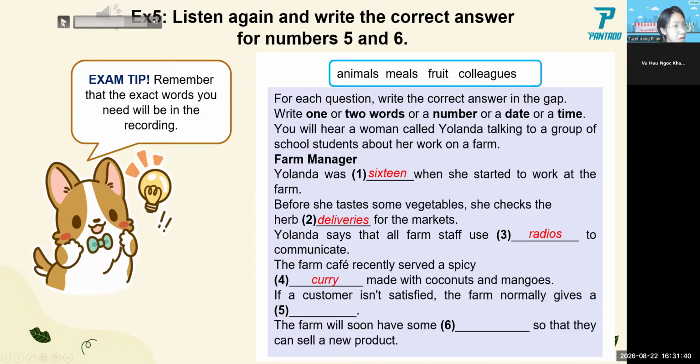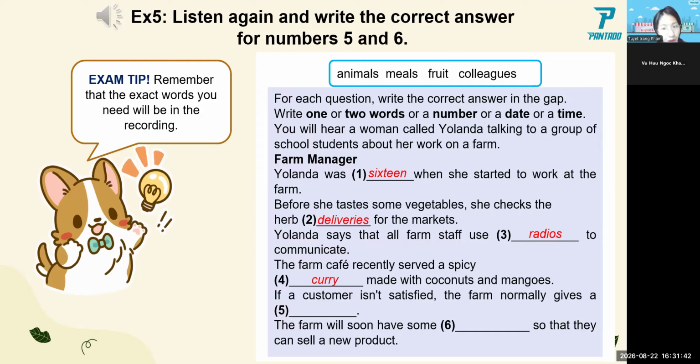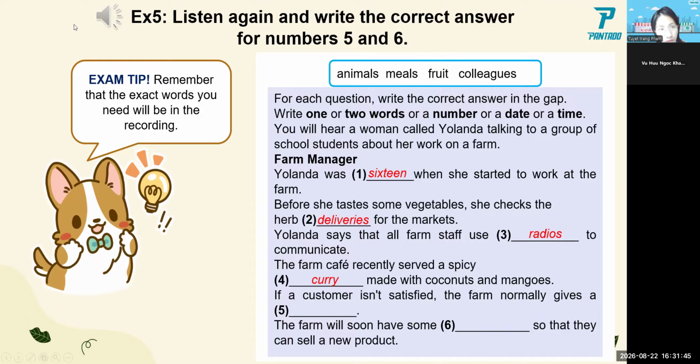Cái chỗ này mình điền từ starter ha, for number 4. I think it's starter too.